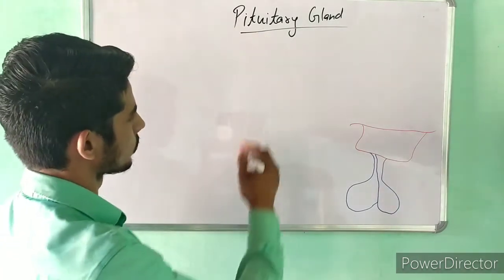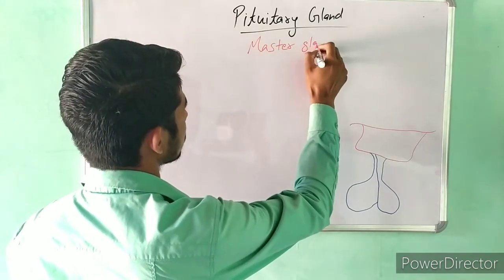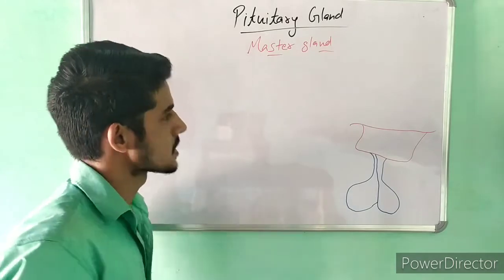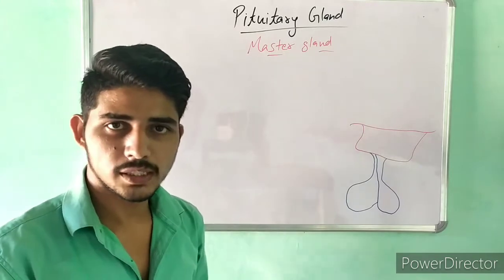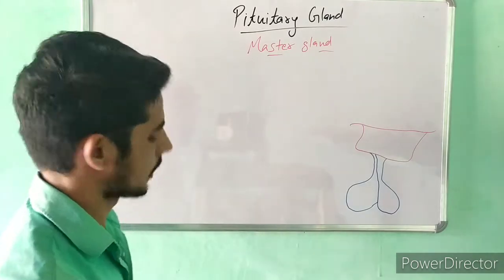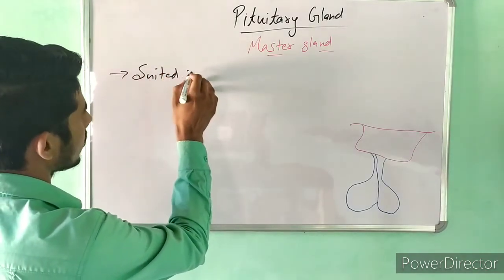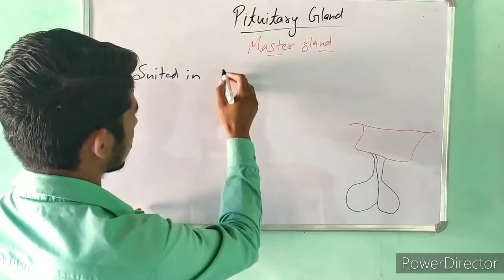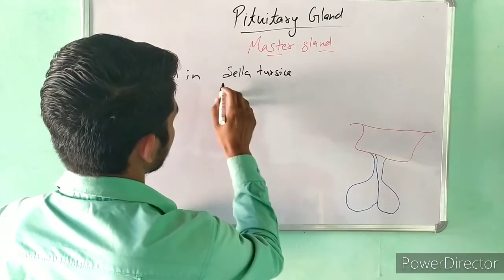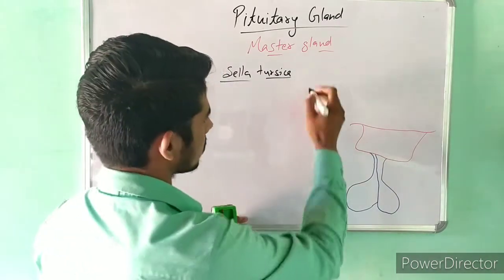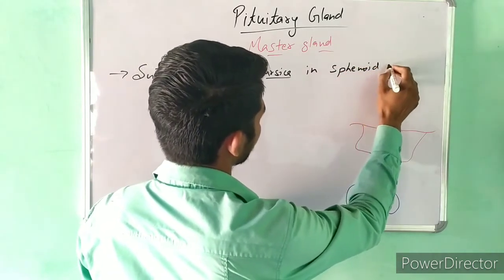So the pituitary gland is also known as the master gland. It is known as the master gland because the hormones secreted by this gland also regulate the function of other endocrine glands. Now, the pituitary gland is situated in a bony cavity called the sella turcica. Sella turcica is the bony cavity present in the sphenoid bone of the skull.